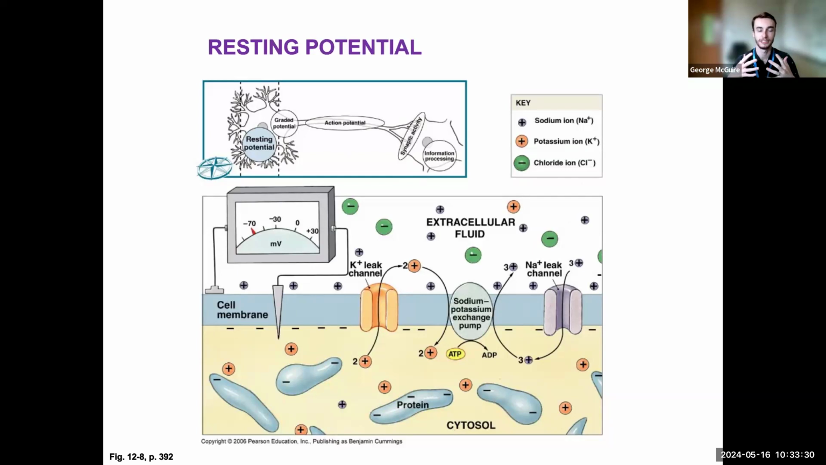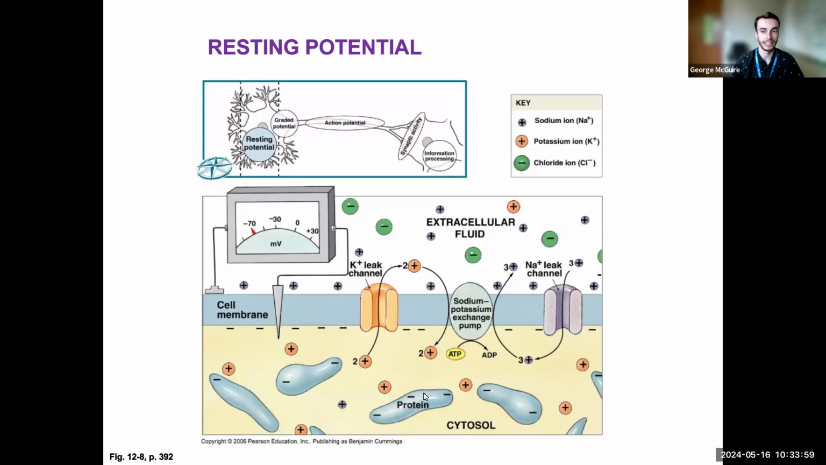And at rest, due to the concentration of various ions and proteins and some larger molecules, as we've discussed earlier in this course, you have different concentrations of these chemicals and ions on either side of your membrane. That gives the inside of our cell membranes a relative charge compared to the outside. And we are concerned about what charge is on the inside of that cell membrane.